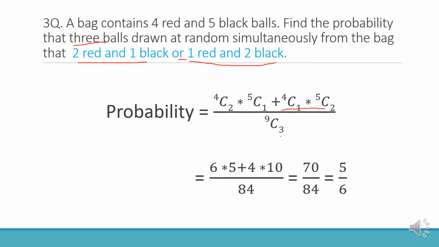So the total probability is 4C2 into 5C1 plus 4C1 into 5C2 divided by 9C3, which is equal to 6 into 5 plus 4 into 10 divided by 84, that is equal to 70 by 84, which is equal to 5 by 6, which is the required probability.